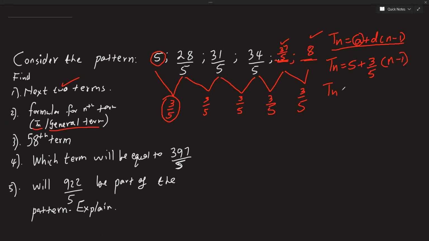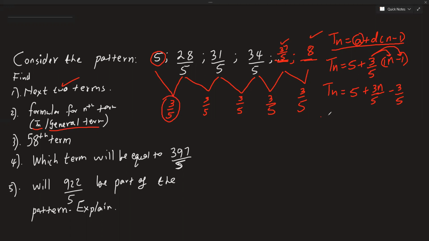Then we have Tn equals 5 plus 3 over 5 times the bracket. This bracket, we always need to expand. This multiplied by that, and by that. Remember here, there's an invisible one. So 3 over 5 times 1 is still 3 over 5n. Then this multiplied by -1 is -3 over 5. I said 5 over 3 earlier, I'm sorry about that. It's 3 over 5.